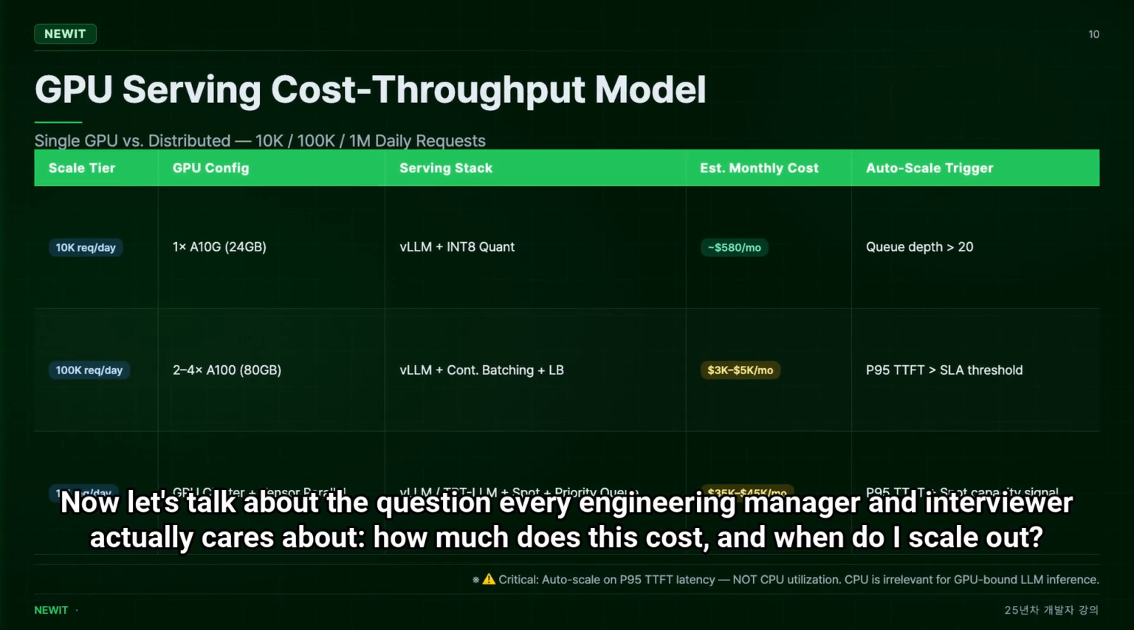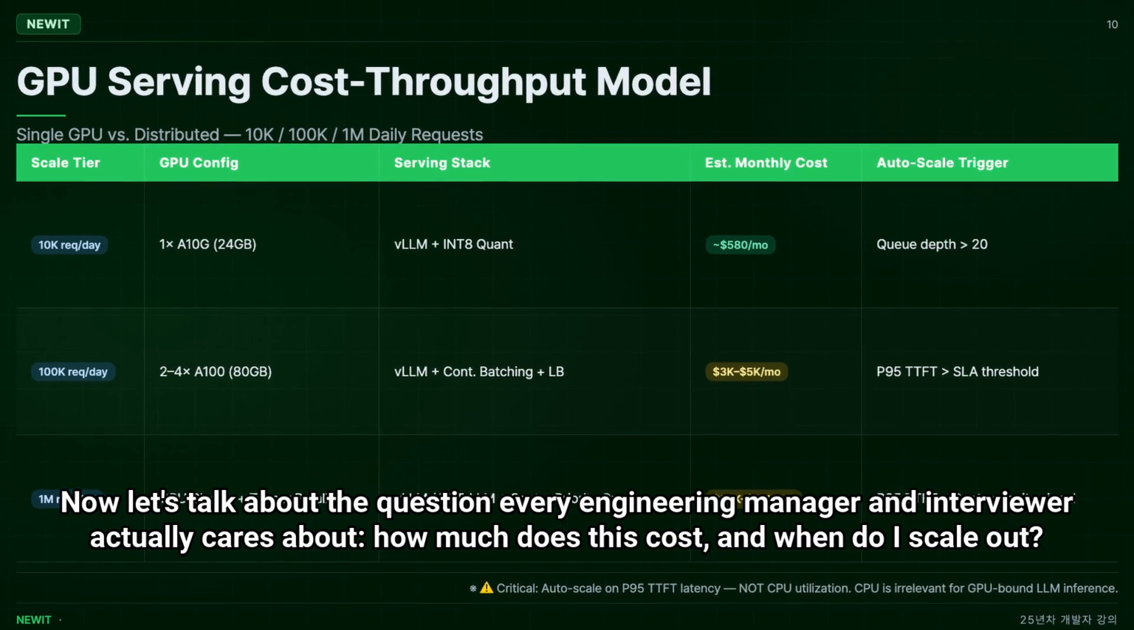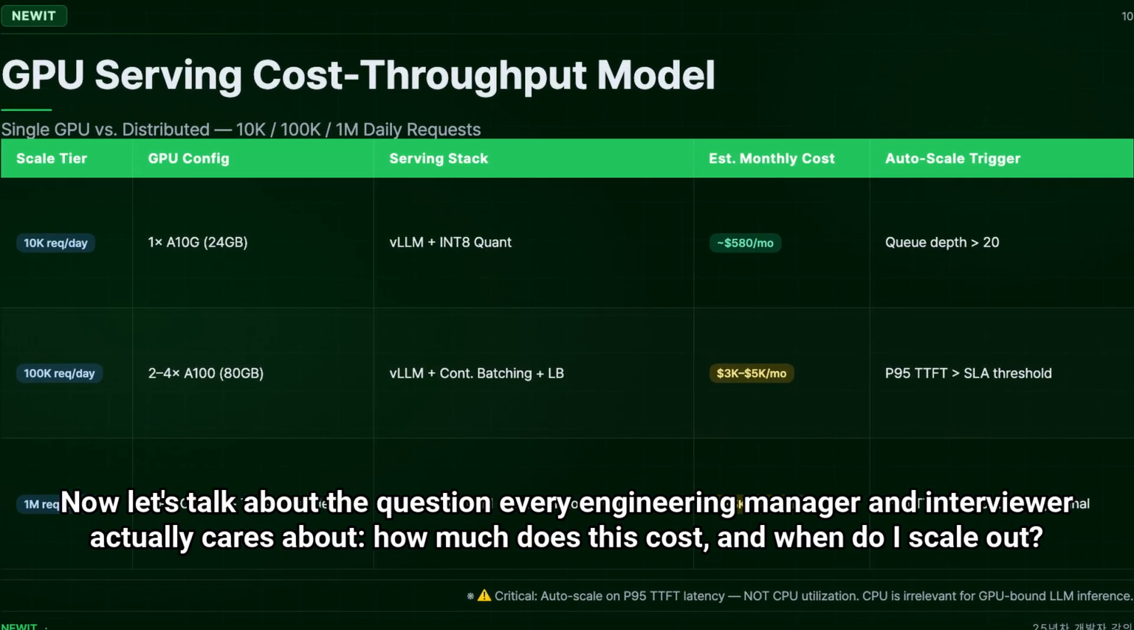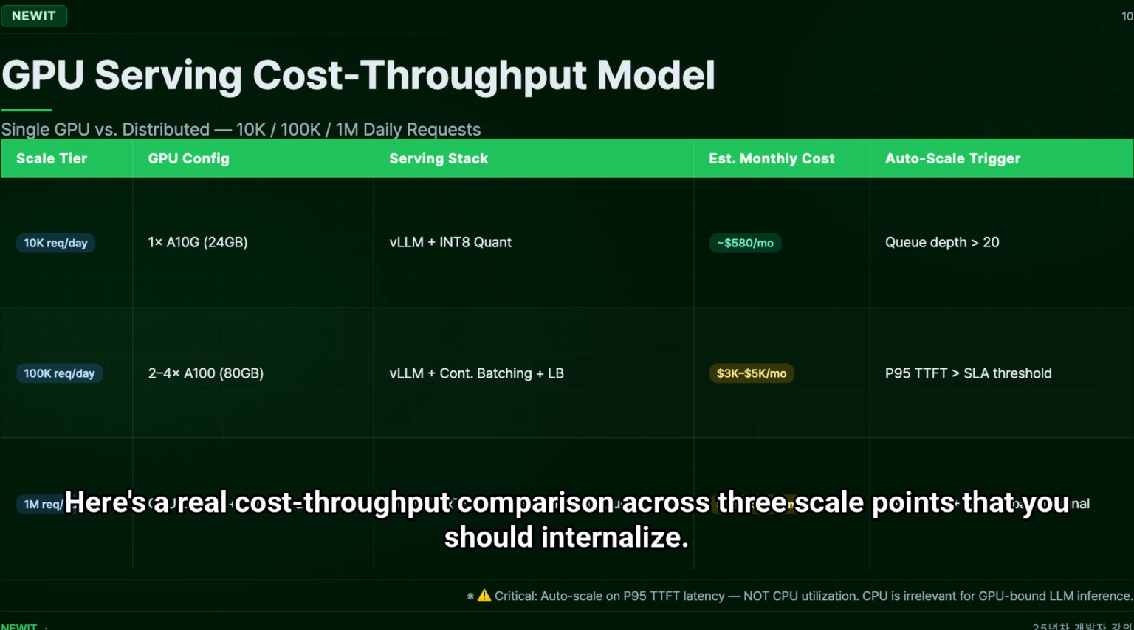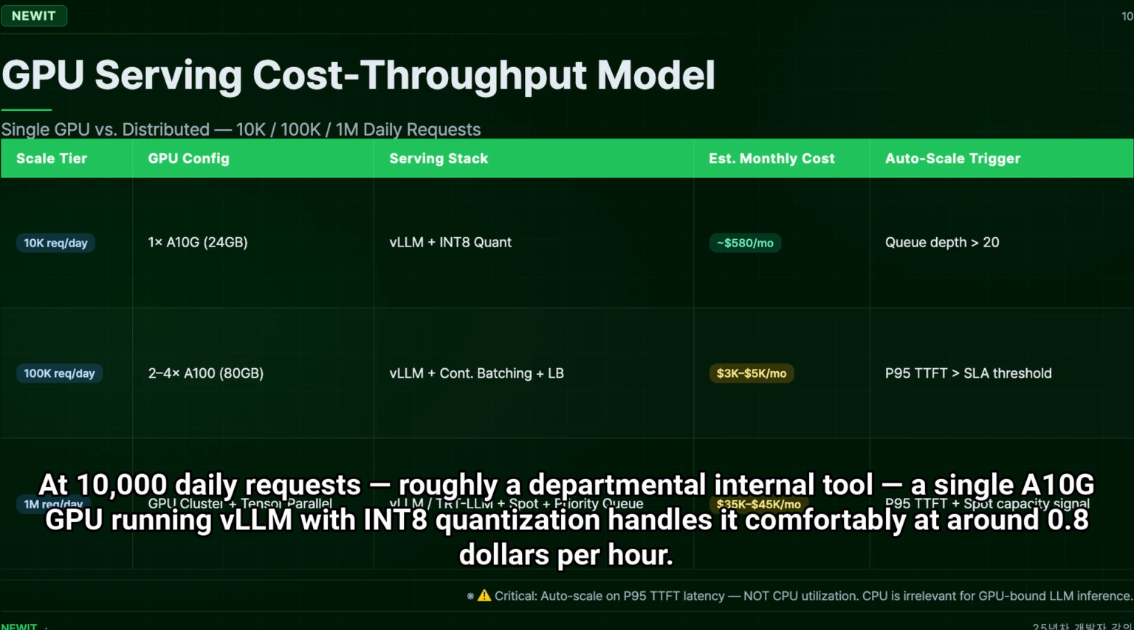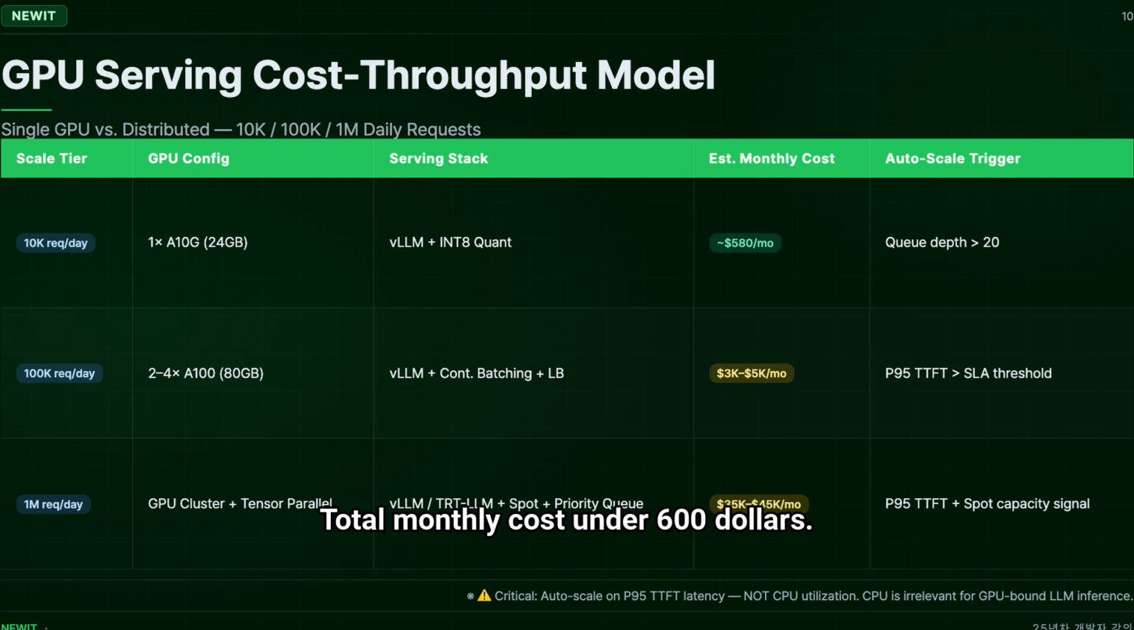Now let's talk about the question every engineering manager and interviewer actually cares about. How much does this cost, and when do I scale out? I've seen so many architecture proposals that say we'll use a GPU cluster with zero cost modeling behind it. That's a red flag. Here's a real cost-throughput comparison across 3 scale points that you should internalize. At 10,000 daily requests, roughly a departmental internal tool, a single A10G GPU running vLLM with INT8 quantization handles it comfortably at around $0.8 per hour. Total monthly cost under $600.